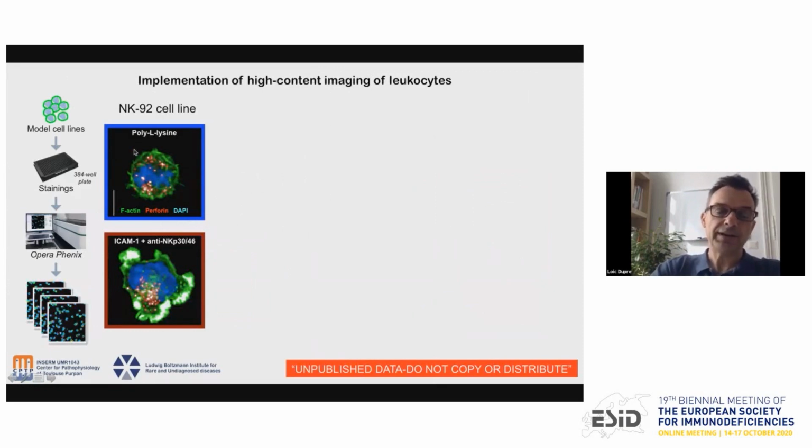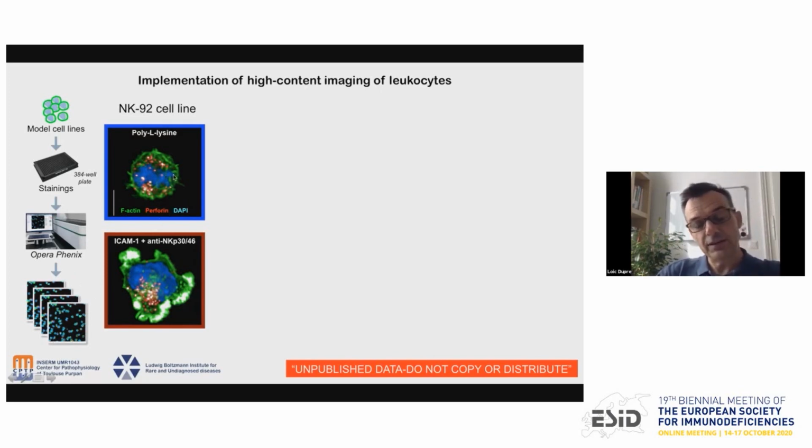We first implemented this high content cell imaging pipeline using a cell line as a model, the NK92 natural killer cell model. Our pipeline is based on the stimulation and staining of cells directly in 384 well plates. Then we automatically image the different wells of such plates with an automated confocal microscope, and this generates thousands of pictures, typically in one experiment.